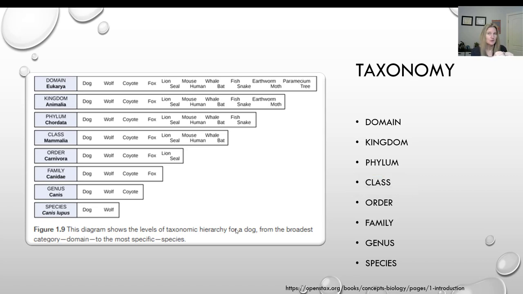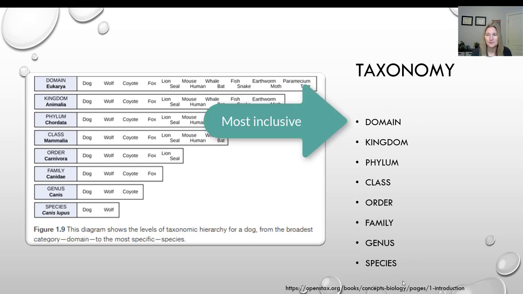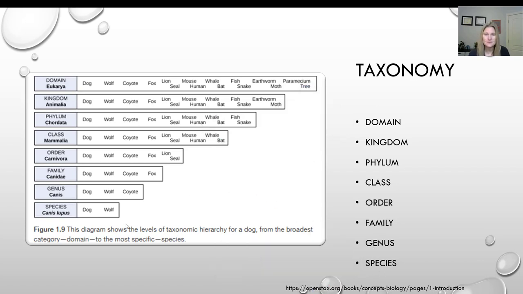Or maybe we can even go further and break down the class into different orders. And then we can get even more specific by taking the orders and classifying them into different families. And then even more specific by looking at the family and dividing it into different genera, or a specific genus. And then within that genus, we can divide it into the specific species level. So we have this taxonomy, this hierarchy, which goes from the most inclusive to the most specific. Okay, so domain, kingdom, phylum, class, order, family, genus, species.